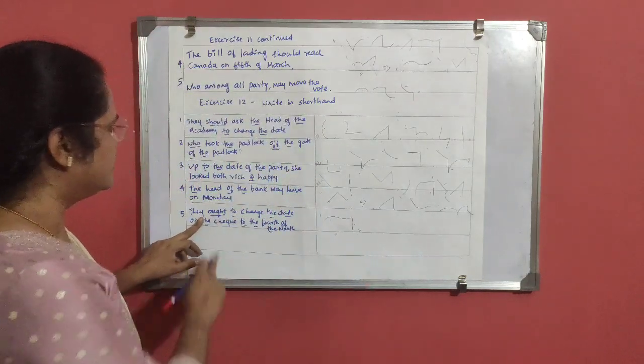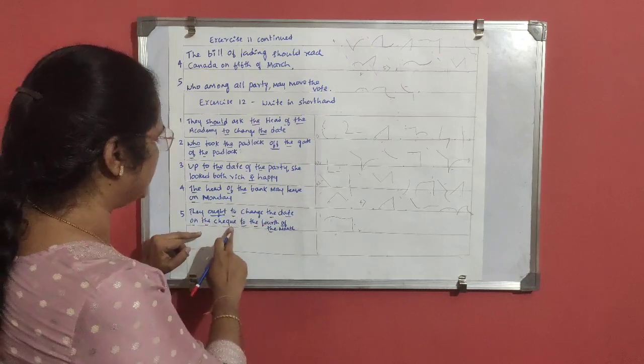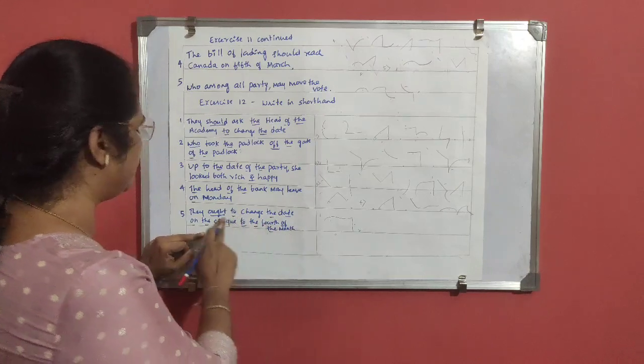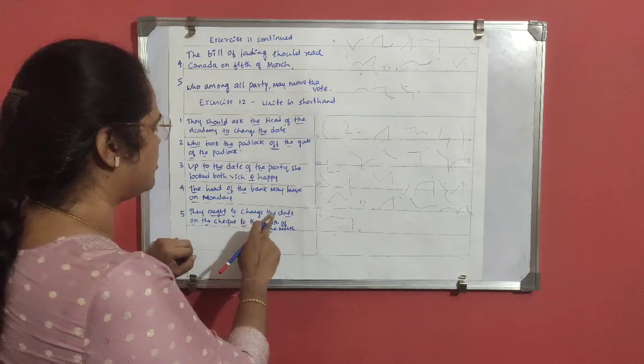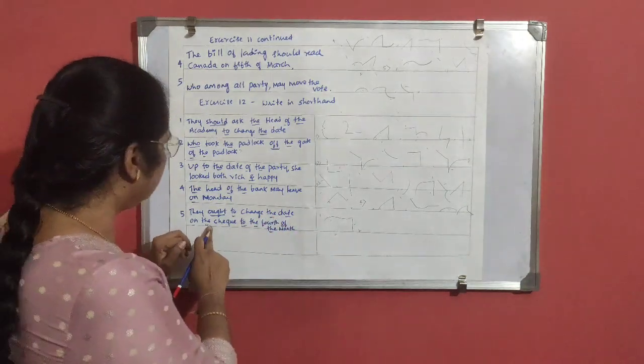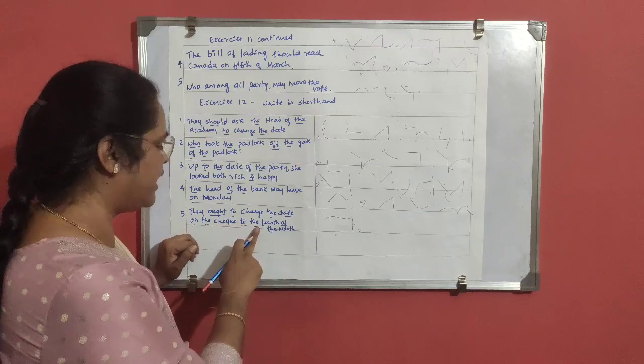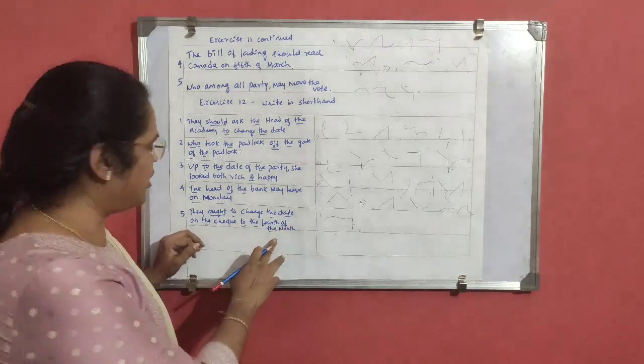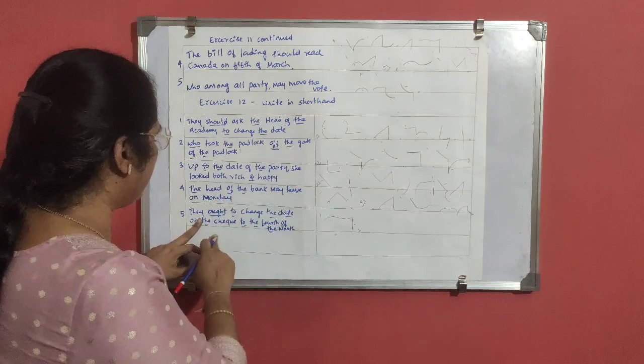Okay, next one is: they ought to change the date on the check to the 4th of the month. Here ought is a grammalogue, to is a grammalogue, the is a grammalogue, on is a grammalogue, the is a grammalogue, to is a grammalogue, again the is a grammalogue, of is a grammalogue and the is a grammalogue. So I marked here.